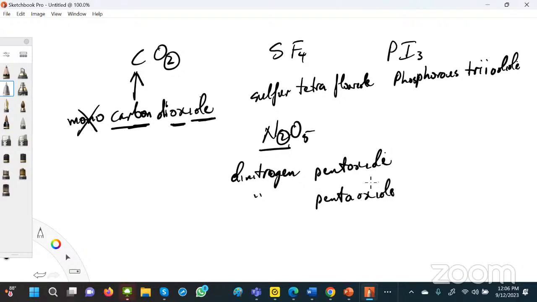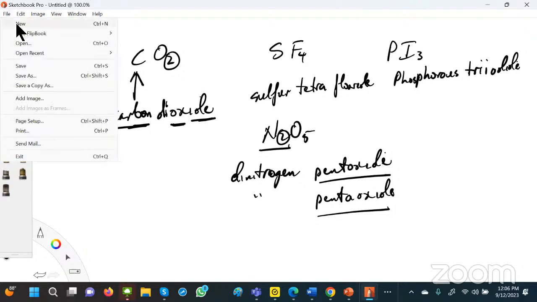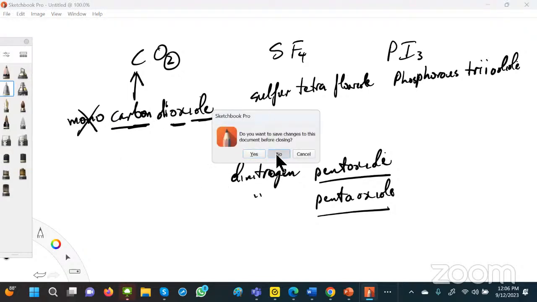IUPAC allows for the use of either pentoxide or pentaoxide. As far as IUPAC is concerned, both are correct. All right. So that's basically it. Oh, there's one more thing I need to say when it comes to naming binary molecular compounds. And this deals specifically with situations where one of the 2 elements in the molecule is hydrogen.